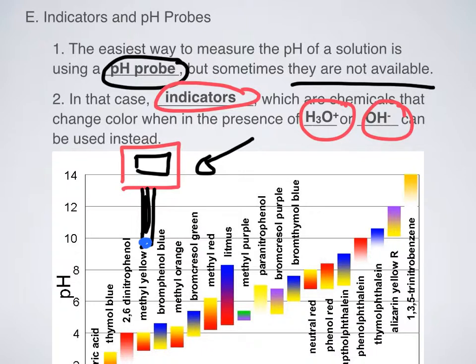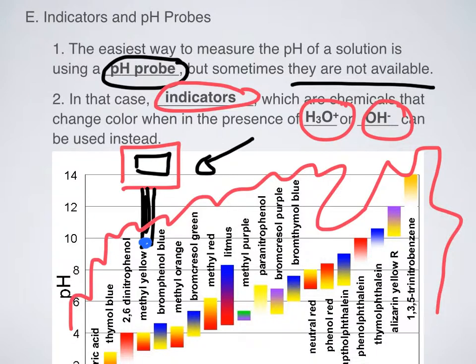So here's the thing about indicators. You've seen them before. At the very beginning of this unit, I showed you examples of some indicators and the color changes that they undergo and all of that, and I said we'd talk about it eventually. Well, we're at the end of the unit, so we might as well talk about them. What you see here on this chart, these are all different indicators, and yes, they have horrifyingly complex names, at least some of them do, but they come in a variety of colors and they work in a variety of pH ranges.